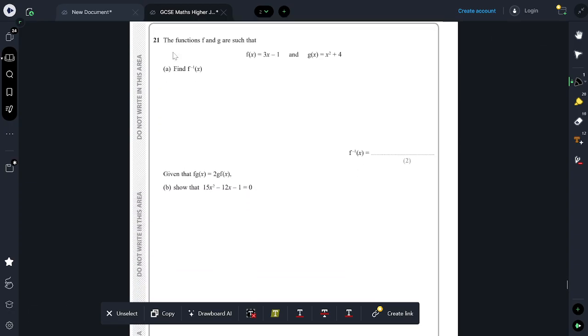Okay, functions. Functions make sense if you just follow the notation. You'll see what I mean. So f and g, such that f of x is this and g of x is this. Find the inverse of f. Okay, so what that means essentially is if we say y is f of x, or 3x minus 1, the x and the y flip.